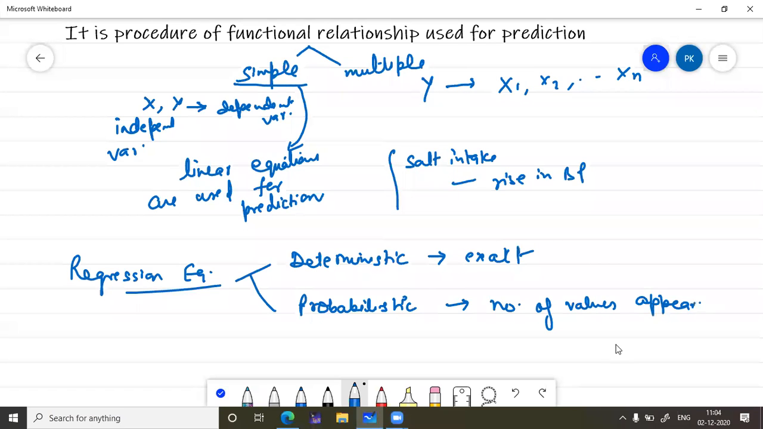Here we will discuss only the deterministic equations. We have two lines of regression, two regression equations: the regression equation y on x and the regression equation x on y. Basics are clear here. What is regression all about? It's basically for prediction and forecasting, and it is one of the most popular statistical techniques. Is that okay? Should we proceed?